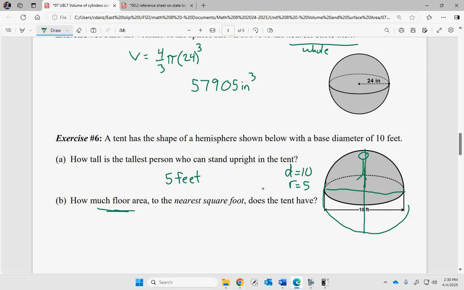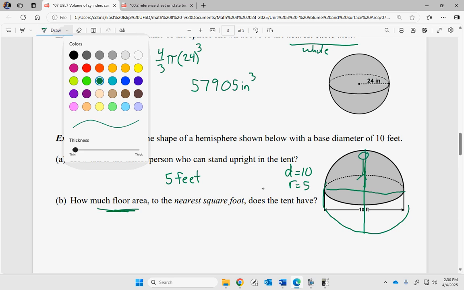Then it asks how much floor area to the nearest square foot does the tent have? Floor area. Let's use our common sense.